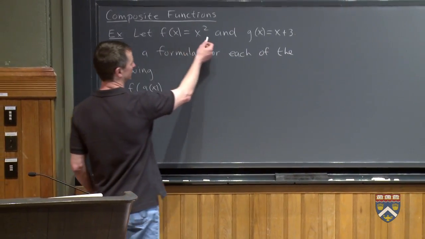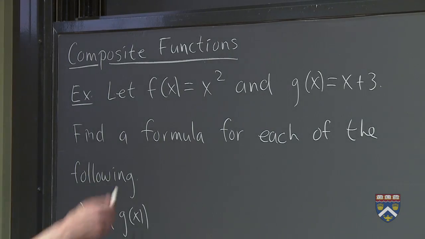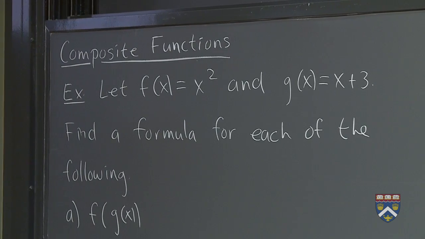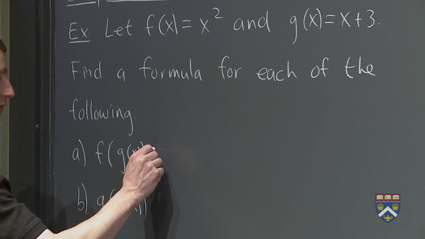So suppose we have a function f of x is x squared and g of x is x plus 3. We'd like to find a formula for these two new functions, f of g of x and g of f of x.